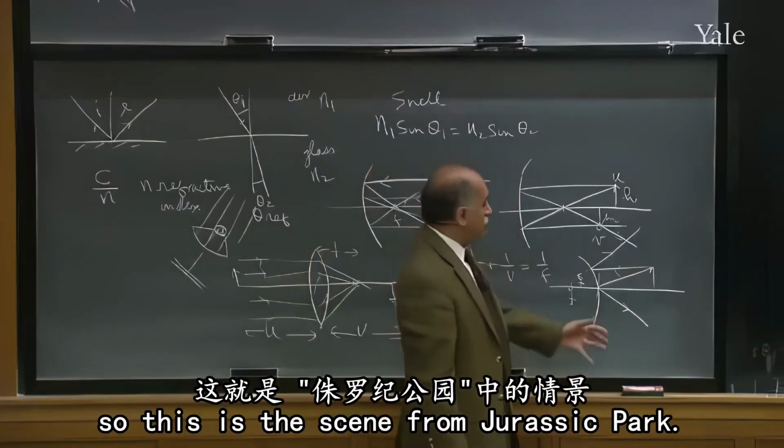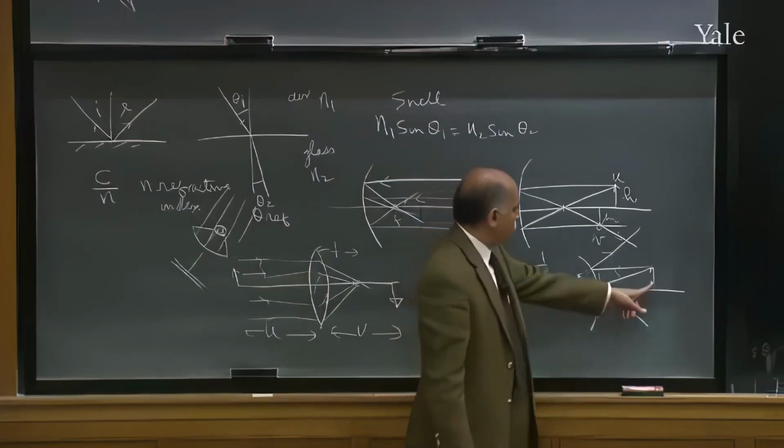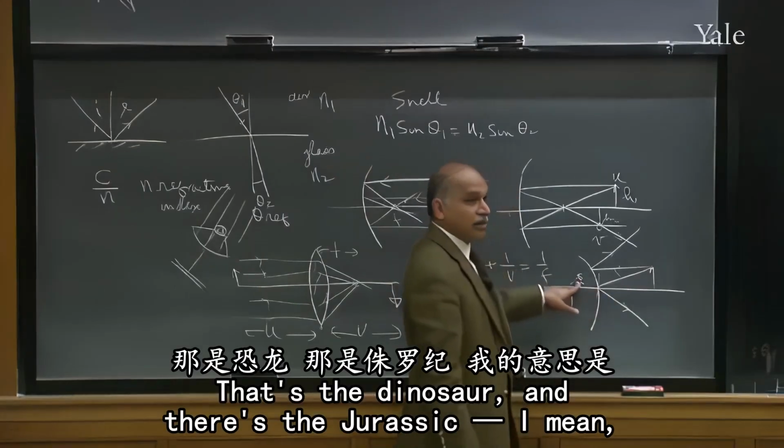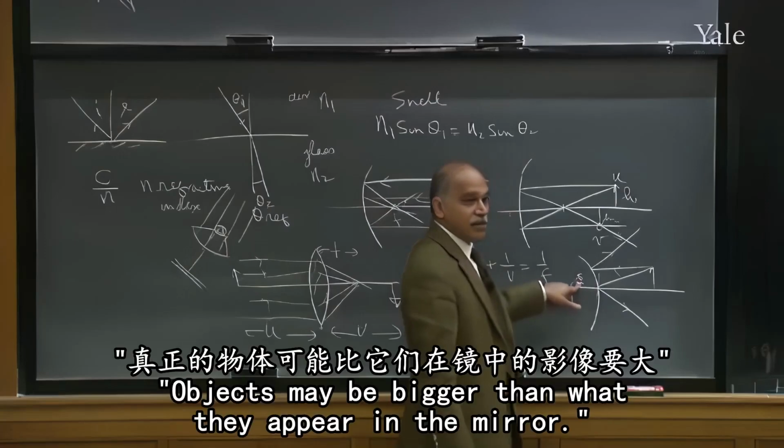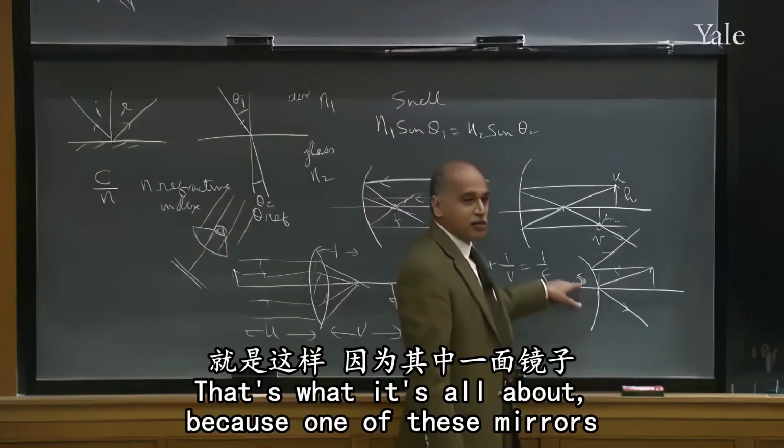Okay, so this is the scene from Jurassic Park. That's the dinosaur, and there's the image of that, and it says objects may be bigger than what they appear in the mirror. That's what it's all about.